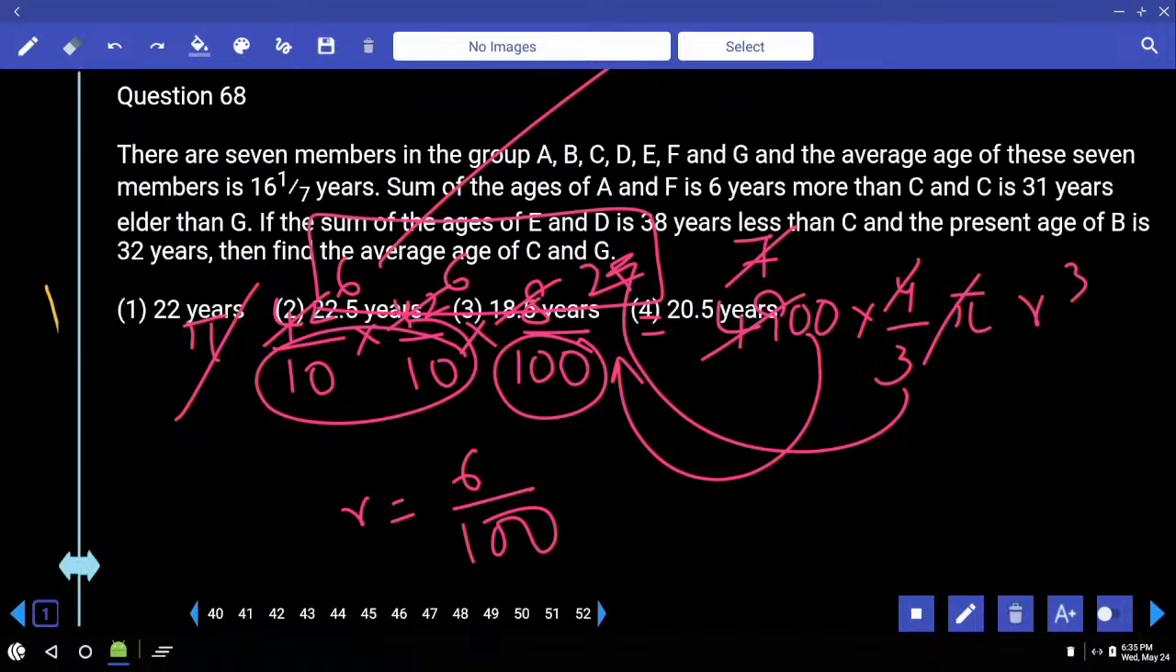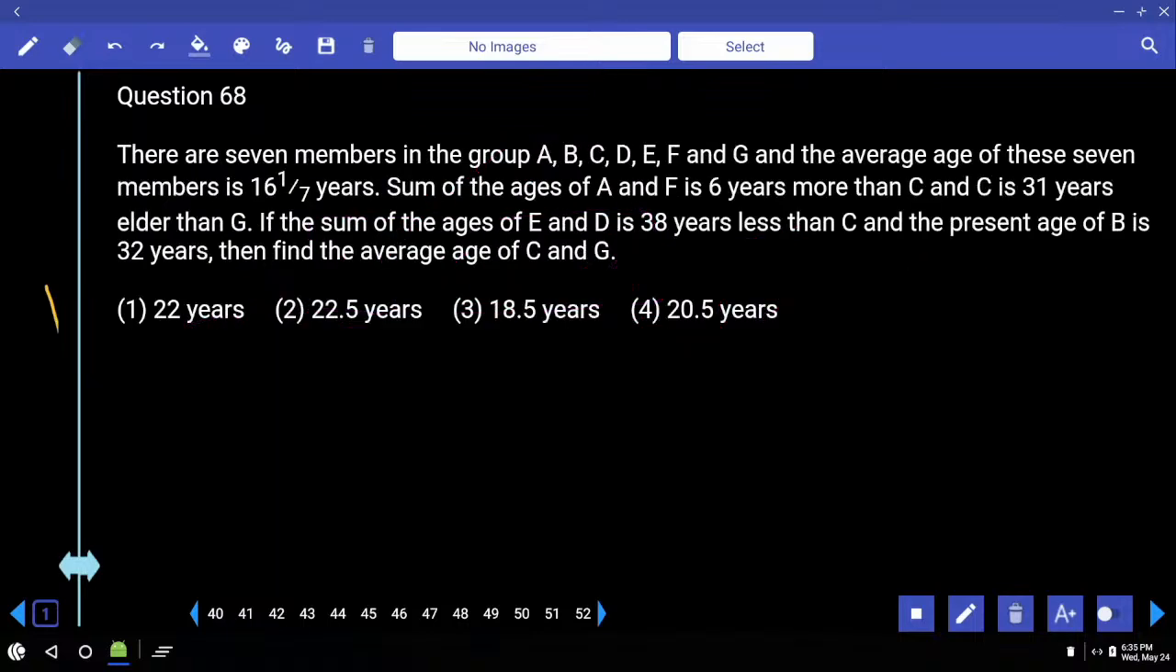Next, there are 7 members in the group A, B, C, D, E, F, G, and the average age of these 7 members is 16 1 by 7 years. Sum of the ages of A and F is 6 years more than C. C is 31 years elder than G, and so on.